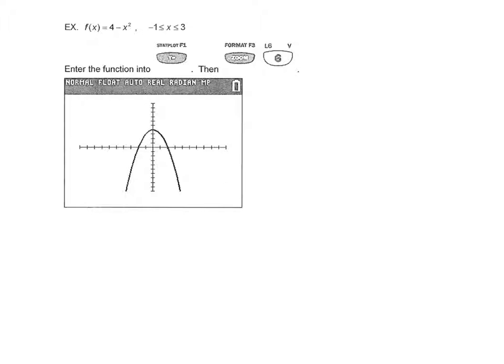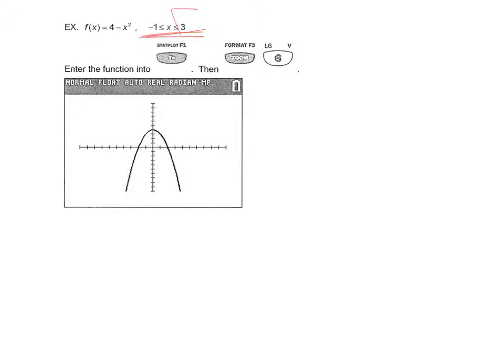Looking at the graph 4 minus x squared, we're going to graph that on the calculator again. Plug that into the y equals. However, this one's a little bit different because they've given us a restriction. -1 is less than or equal to x is less than or equal to 3.